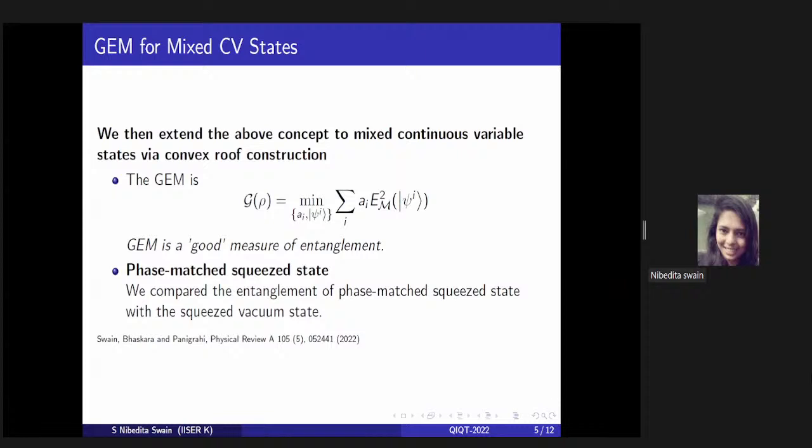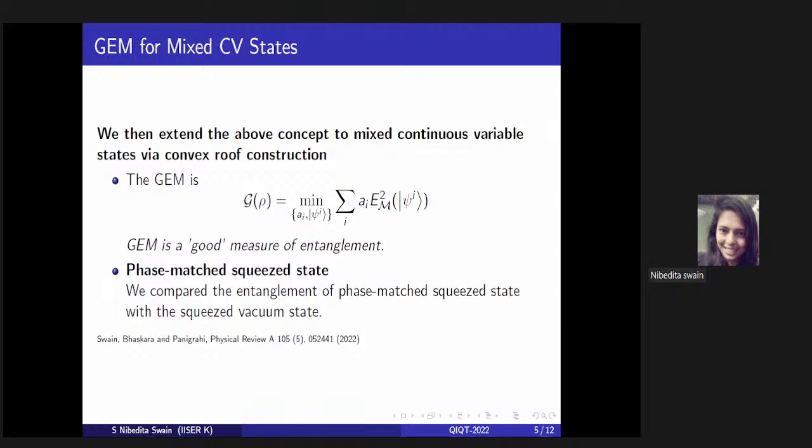The generalized entanglement measure is 0 if the state is separable. It satisfies all three criteria. The first one is that the generalized entanglement measure is 0 if the state is separable, the second one is that the measure of entanglement is invariant under local unitary operations, and the third one is that the measure of entanglement cannot increase under local operations and classical communication.